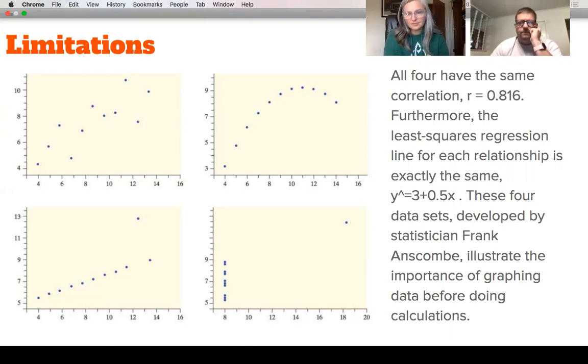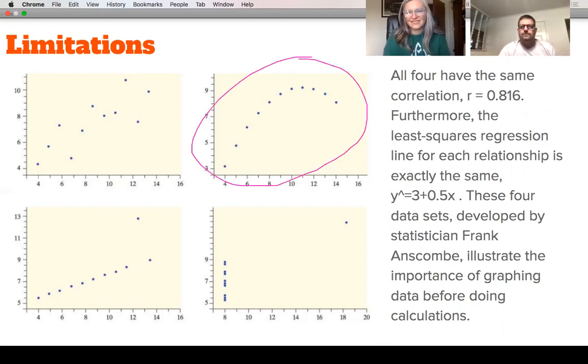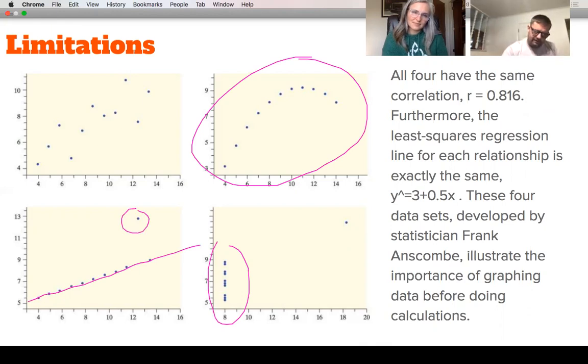Now, which of those would you say is appropriate for a linear model? Clearly this one right here is not linear. I'm an old algebra teacher, and that's my old friend, the quadratic equation right there. And this one is like a vertical line with one freaky number. This one is a nice line, a really beautiful line through the data, but then we've got one weirdo out here.